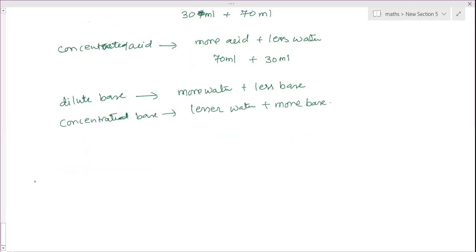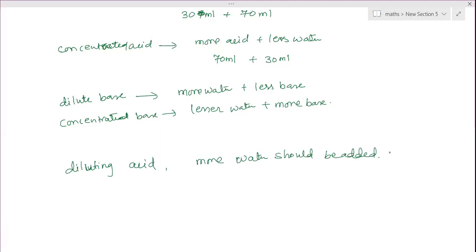Now, while diluting a solution, that means an acid is available in the concentrated form. According to our requirement, we are diluting it. So we need to add water into it. Diluting an acid or a base, more water should be added in the solution. While doing this, a precaution has to be taken. Why is precaution needed?